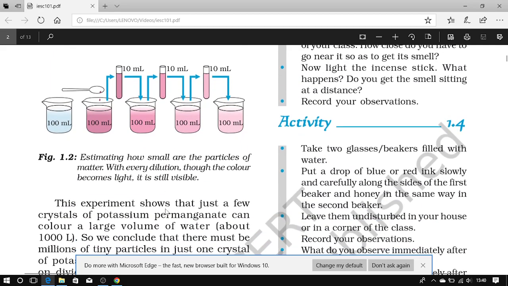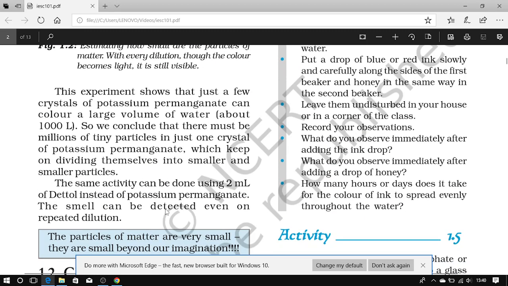After activity number 2.2, this experiment showed that just a few crystals of potassium permanganate can color a large volume of water, about 100 ml. So we conclude that there must be millions of teeny particles in just one crystal of potassium permanganate, which keep on dividing themselves into smaller and smaller particles.